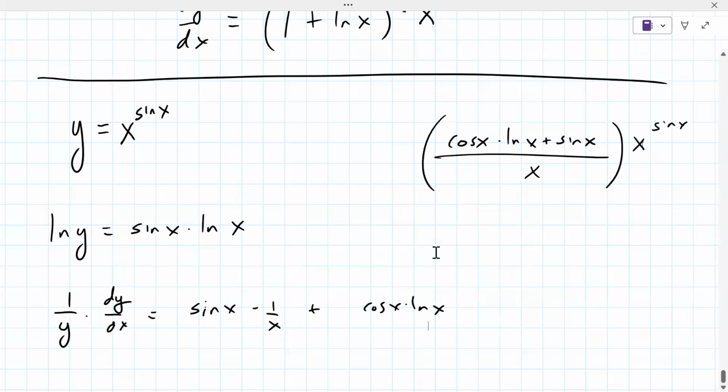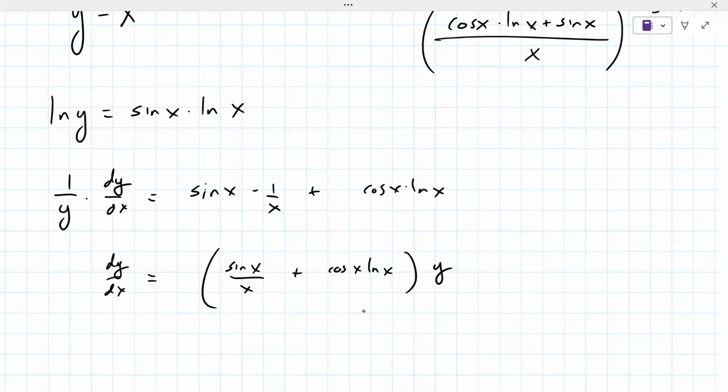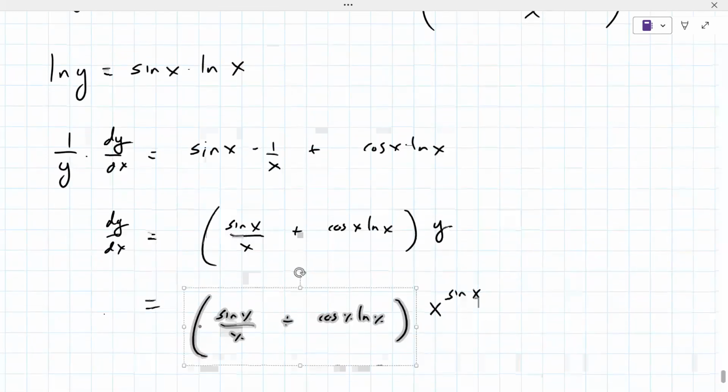It has to be just the sine, kept this way. So it ends up being dy dx equals sine x over x plus cosine x natural log of x, times the y. The y was really x to the sine x. And so it always has this form, like it always is some derivative times the original function when you're all done.